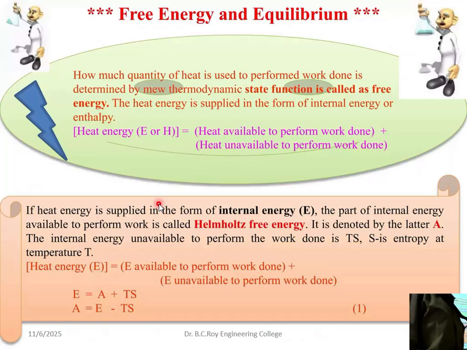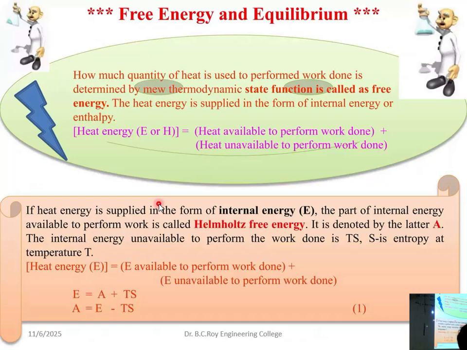Now at a constant temperature, del T will be 0. Del G equal to del H minus T del S. Now, this particular formula is very, very important, because whether a reaction or any process is feasible or not, whether it is possible or not, we can understand from this equation.